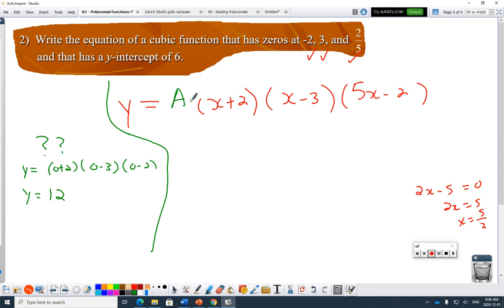I don't know. So I just put A in there, and I do what we did with y equals mx plus b yesterday: sub in 0, 6. I need it to come out so that 0, 6 works. So I put a 6 in here.